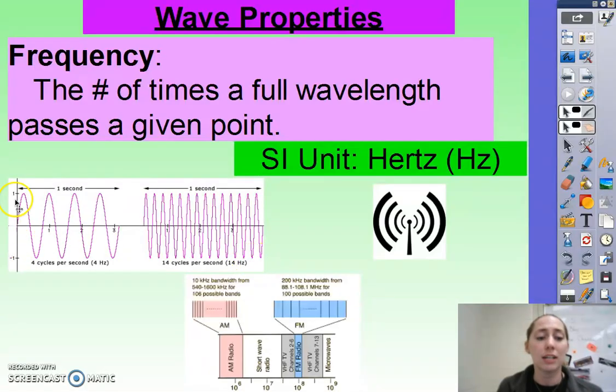In contrast, if only 4 wavelengths pass the point in 1 second, we have a frequency of 4 Hertz. When you listen to the radio and you change the station, you've actually changed what frequency of radio waves your stereo is picking up, which is what allows you to hear different radio stations.